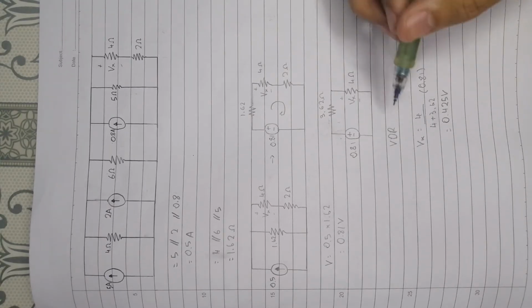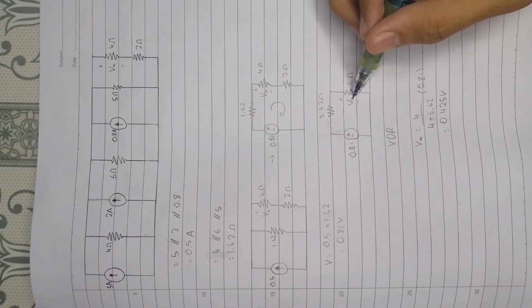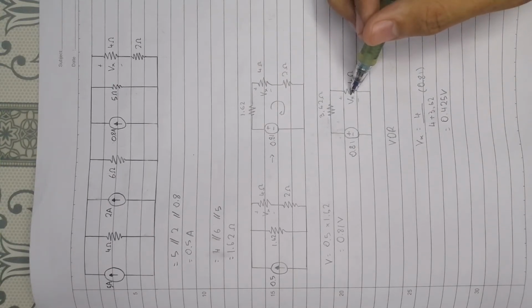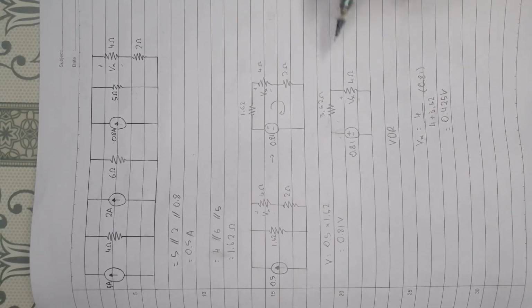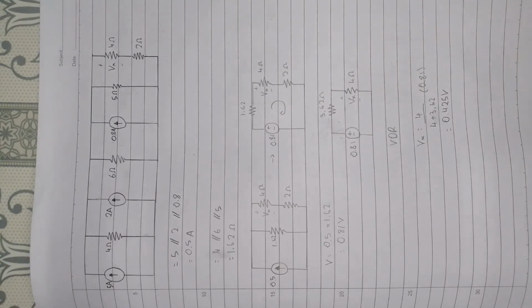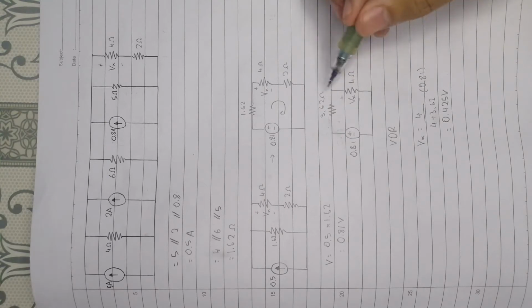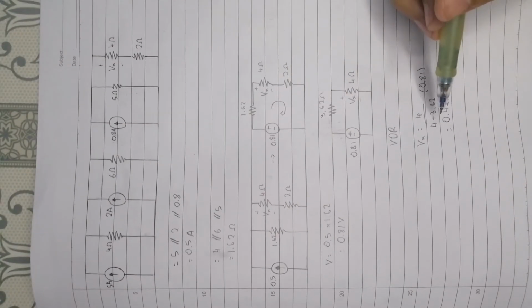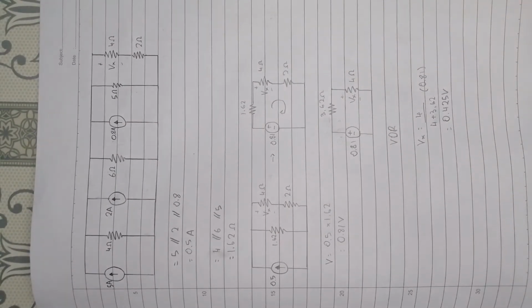So we can use VDR to determine the Vx. So the formula is Vx equals resistor over total resistor multiplied by the voltage source. So we got 0.425 volt for Vx.